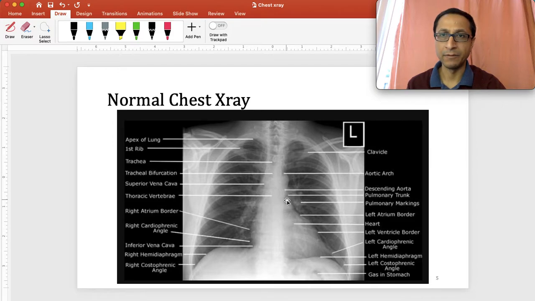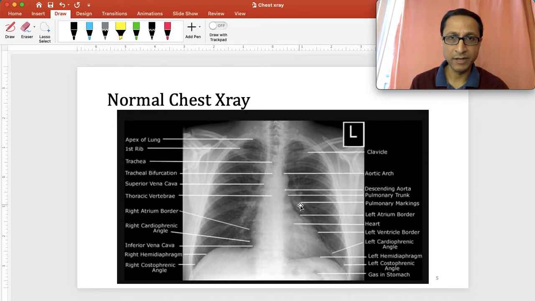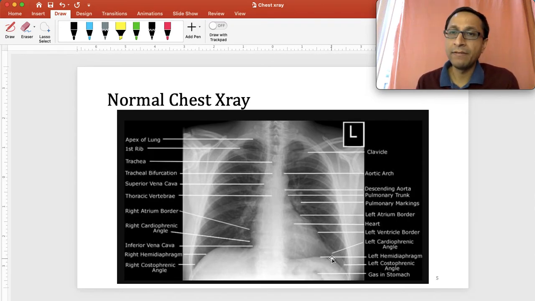And right underneath that, we would have the pulmonary trunk, which is bifurcating and supplying, taking the blood from the right ventricle all the way into the right and the left lung. Some pulmonary markings right over here. As we further go down, left atrium border, and of course, this overall is the heart right over here, the left ventricular border, and now the left cardiophrenic angle, and the left hemidiaphragm, and the left costophrenic angle.